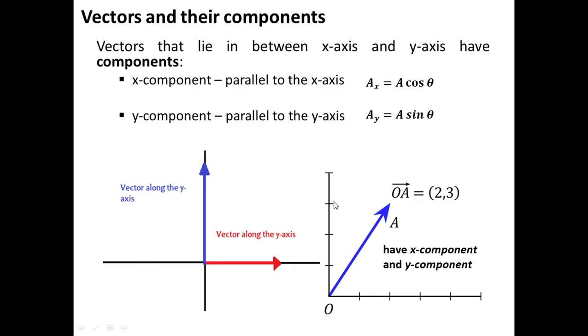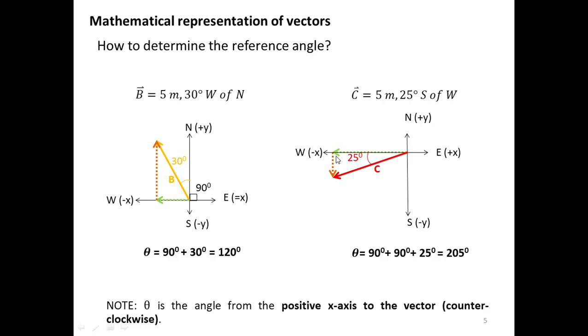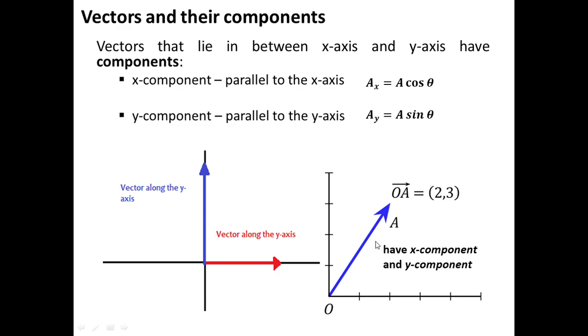However, if you have some vector like this one, like our example a while ago, these examples are located in between different axes, or they are inside specific quadrants. That means that these types of vectors have components, which are the x and the y component. So how do we look for the x and the y component of the vector? So these are the equations.